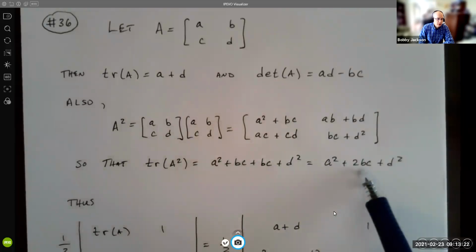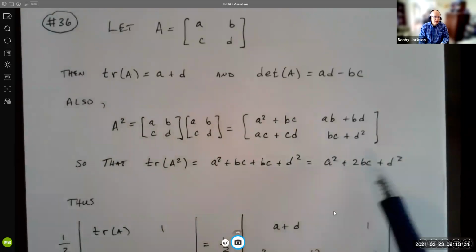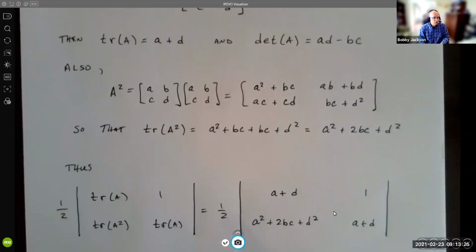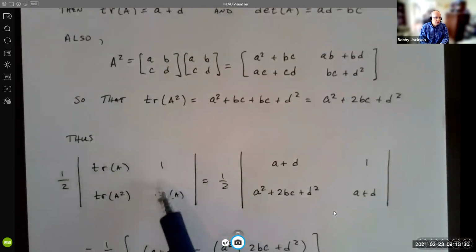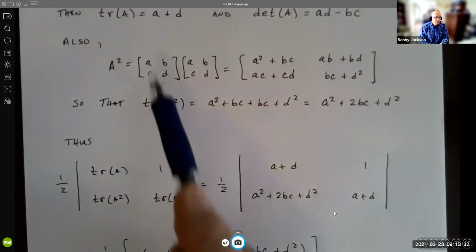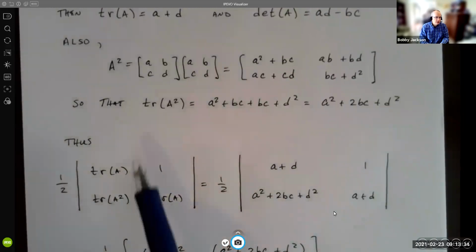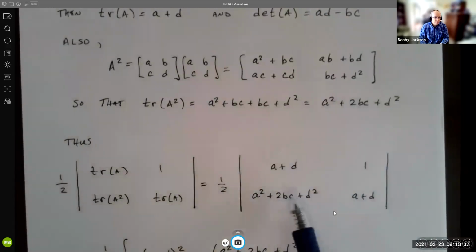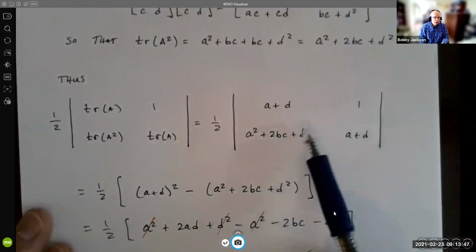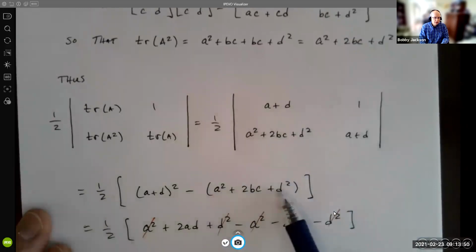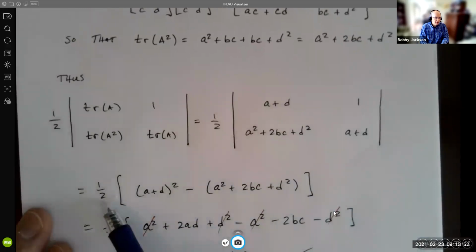Okay. So now that we have that, let's plug these values into our expression on the right, which was 1/2 the determinant of this 2 by 2 matrix. I'm going to replace the trace of A with A plus D, and the trace of A squared with this expression. And so here is my determinant. How do I find the determinant? It's the product of these two, which is (A plus D) squared, minus 1 times this. So it's just minus this whole thing. I still have this 1/2 out here.